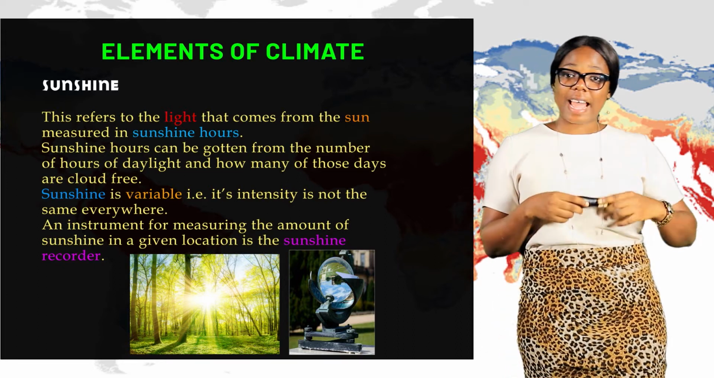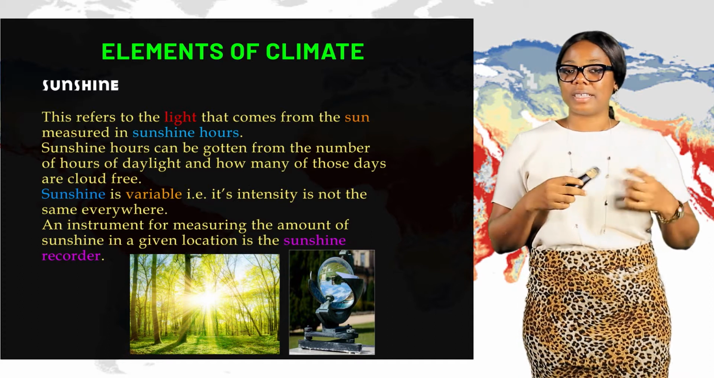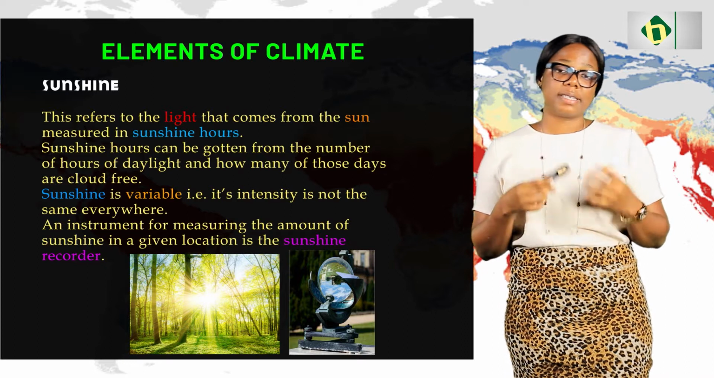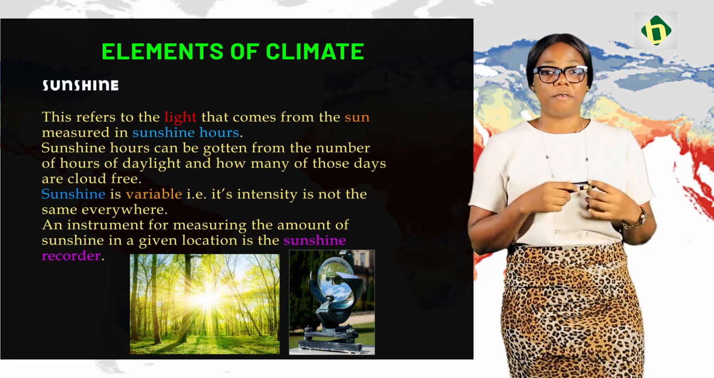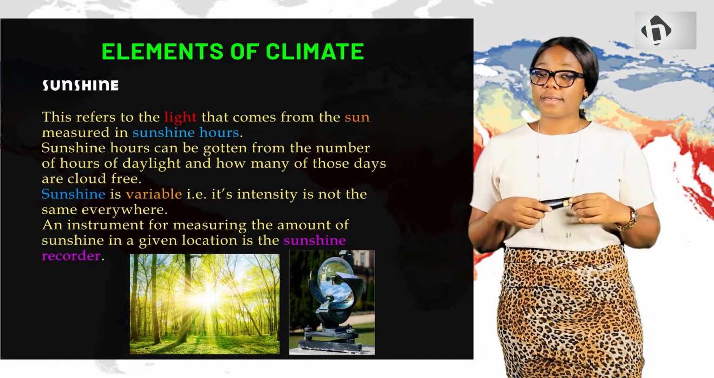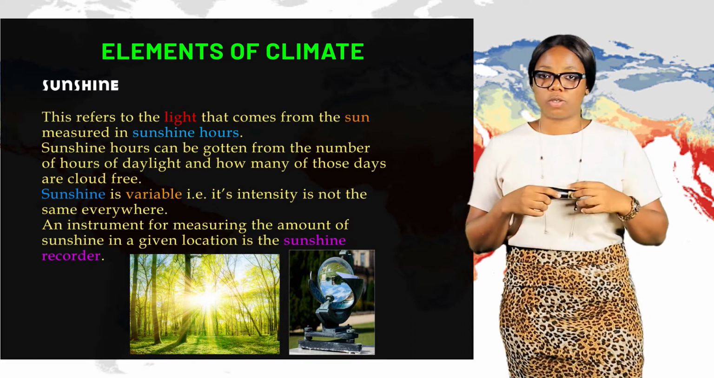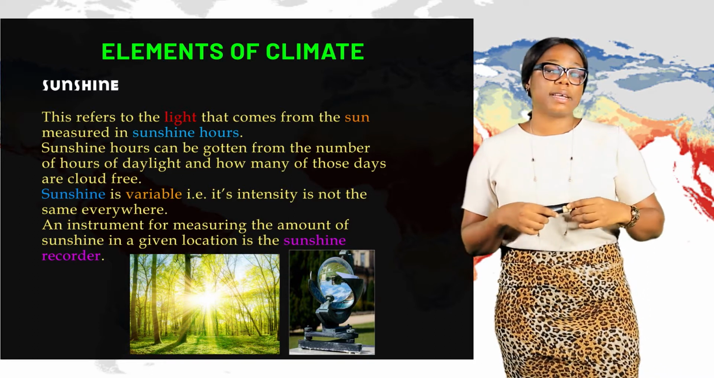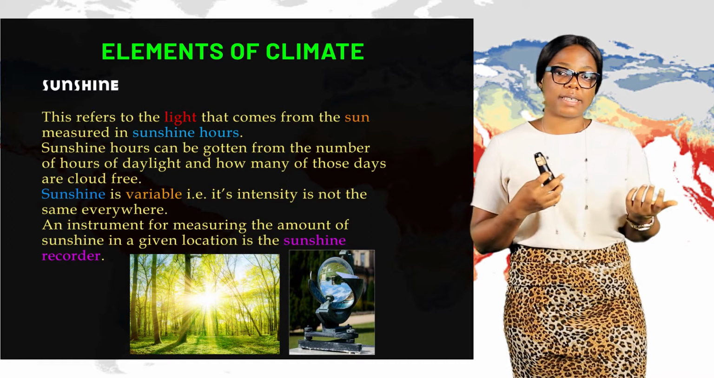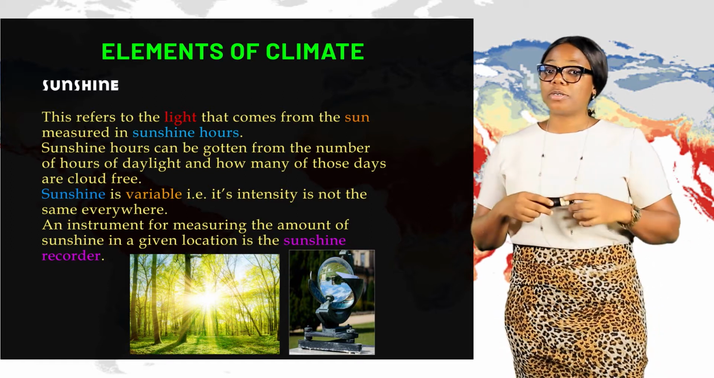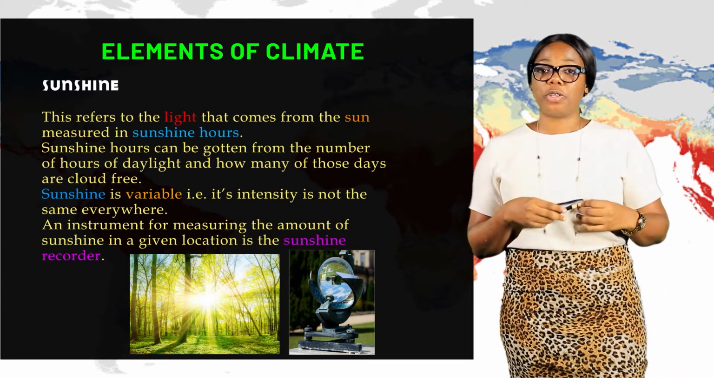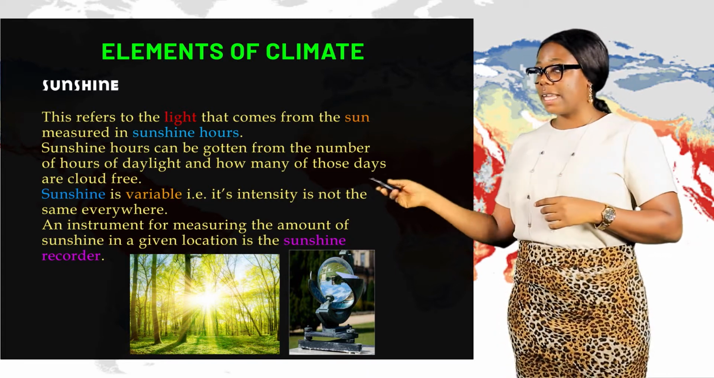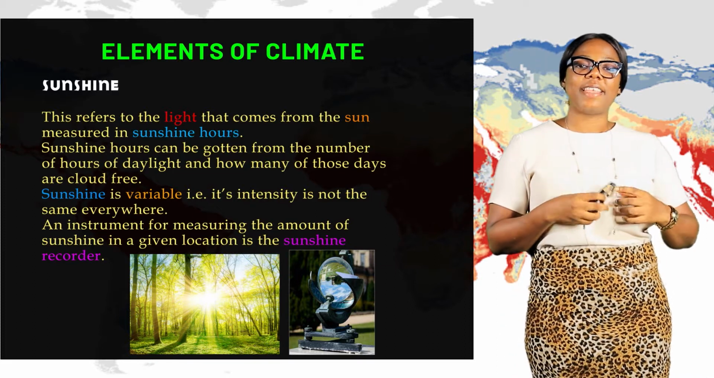The amount of light that comes from the sun is not received in the same proportion everywhere. That is, it is variable because its intensity is not the same everywhere. For example, in northern Nigerian states like Kano and Sokoto, you can see that they experience more hours of sunshine than states in the south like Rivers and Delta. The amount of sunshine in a region is measured using an instrument called the sunshine recorder. This is an image showing the sunshine recorder.